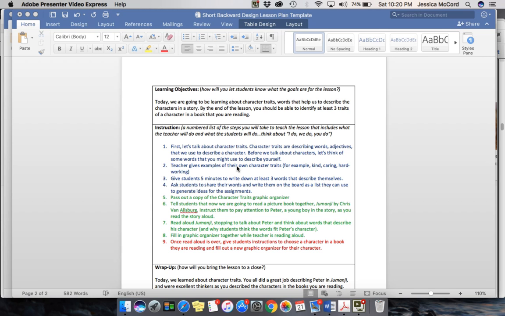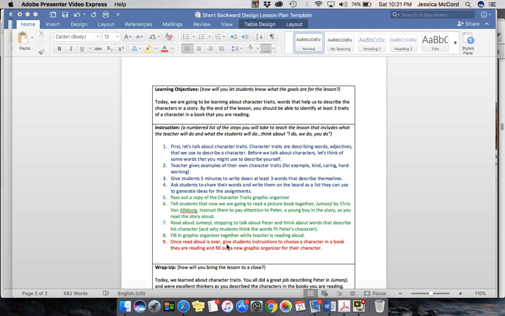Okay, so I've actually color-coded in my list. The blue represents what I do as the teacher, the green represents what we do together, and the red represents what you do or what the students will do independently. Okay, so I would have my students talk about character traits and tell them that character traits are describing words or adjectives that we use to describe a character.